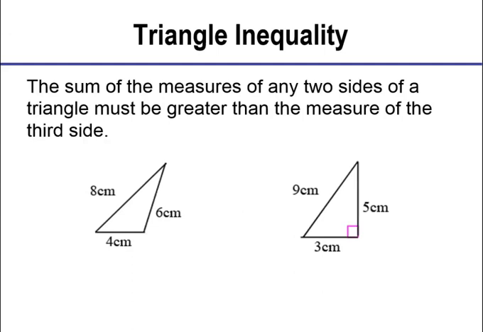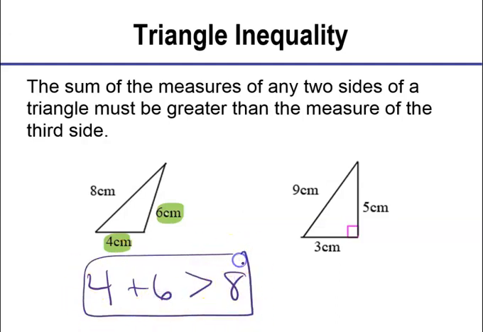Look at this first triangle. What's the longest side over here? It looks like that one right there. So if you add the other 2 sides, for instance 4 centimeters plus 6 centimeters, that has got to be greater than the other side of 8 centimeters. So this is a possible triangle. The one that's drawn here is actually possible.